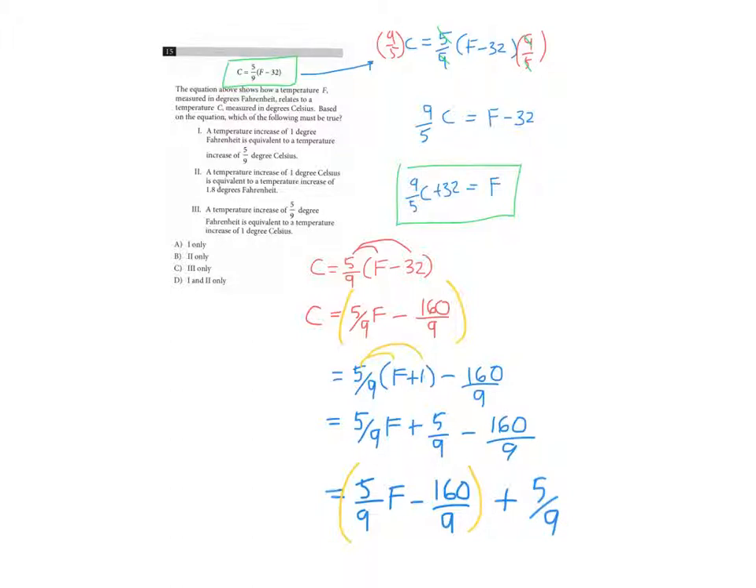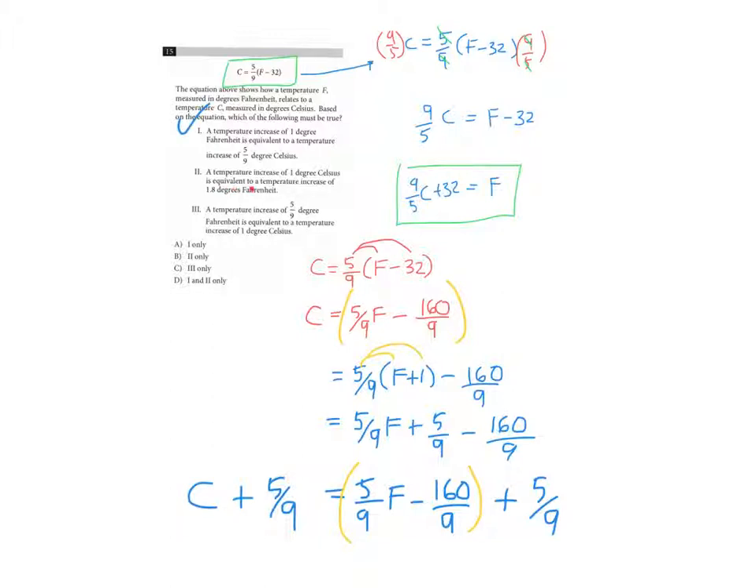So what we've just learned here is that when you add 1 degree to the Fahrenheit temperature, it results in a situation where you have the same as the original, only plus 5/9. So Roman numeral 1 is true. Roman numeral 1 says a temperature increase of 1 degree Fahrenheit is equivalent to a temperature increase of 5/9 degree Celsius. Well, this is C. This is C plus 5 over 9, right? Because C is 5/9 F minus 160 over 9. So this is the same thing plus 5/9. So this is C plus 5/9. So this is an increase in the Celsius temperature of 5/9. So Roman numeral 1 works.